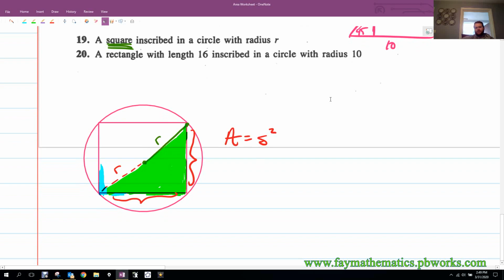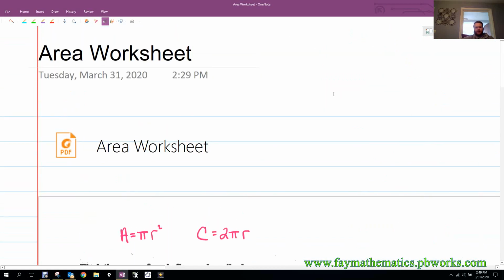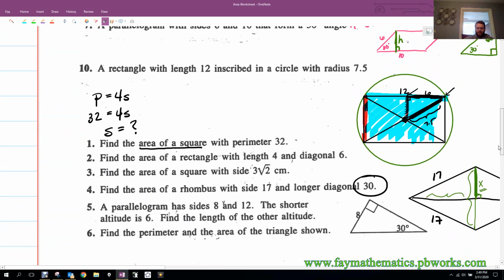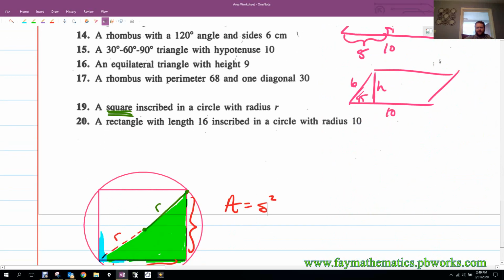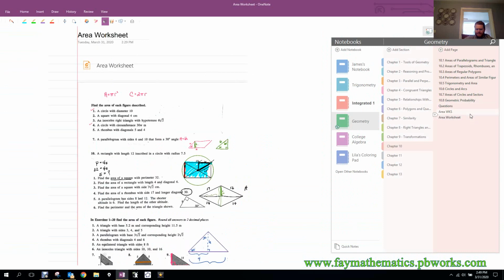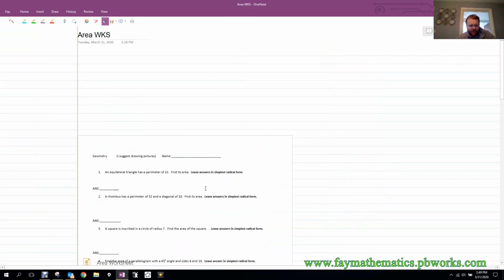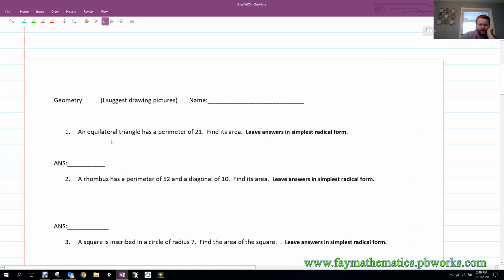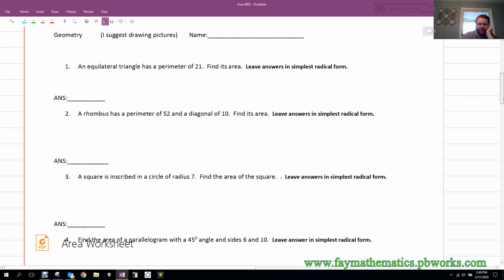Number 20, much like the question up here, what was it, question 10. Okay. So let's go to the second worksheet here. All right, these are all very similar. Okay. Just walk you through some pointers on each one.